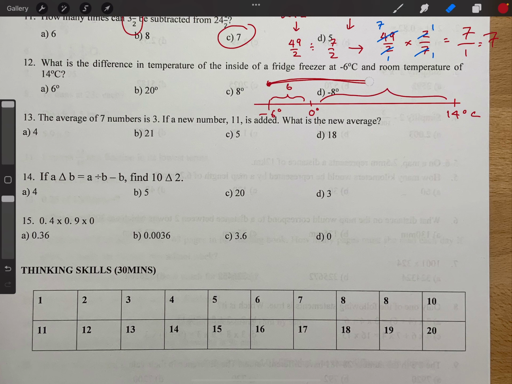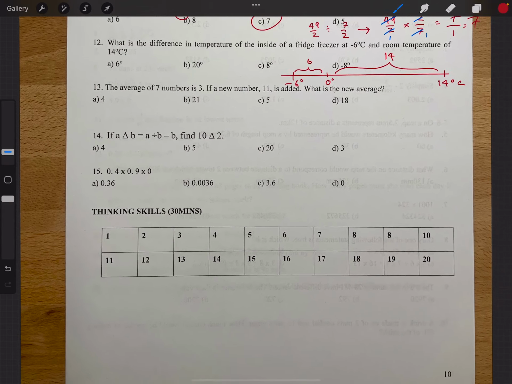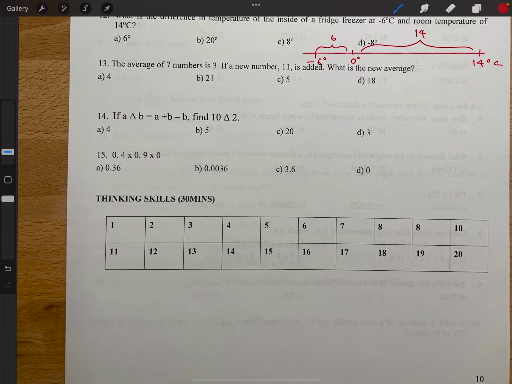So let me just rub this part out here. So how many degrees altogether do we need to add to get from -6 to 14 degrees? What's the difference in the room's temperatures?